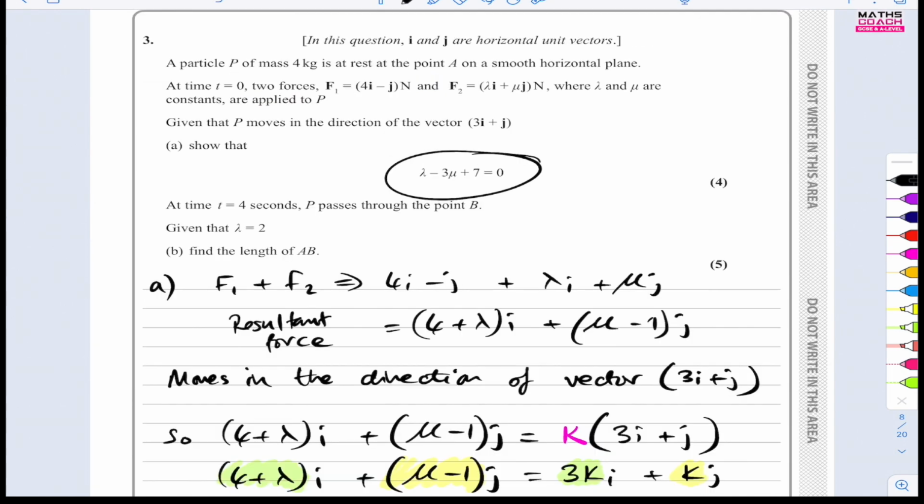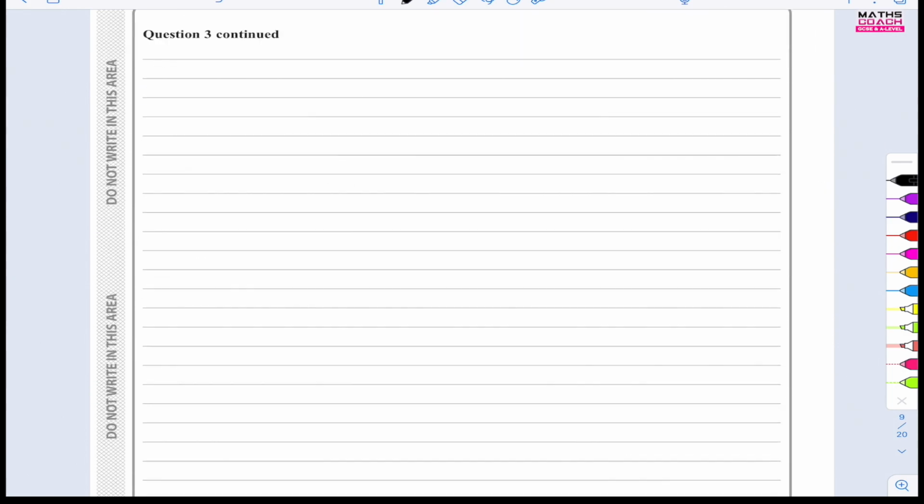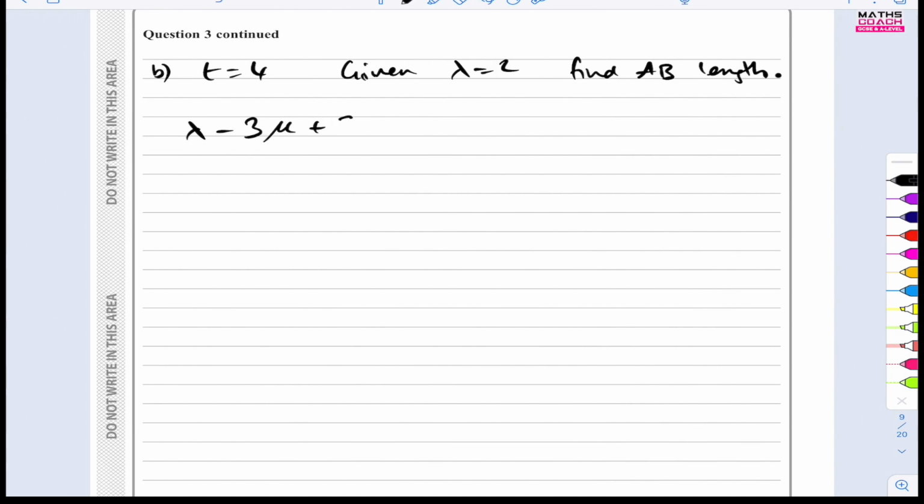All right, what's next? Part B. At time t equals 4 seconds, P passes through the point B. Given that lambda is equal to 2, find the length of AB. Okay, 5 marks. So at t equals 4, given lambda equals 2, we want to find the length AB. The formula we've just worked out was given to us, so even if you didn't work this out in the exam, you can still continue the question and get the 5 marks by using this.